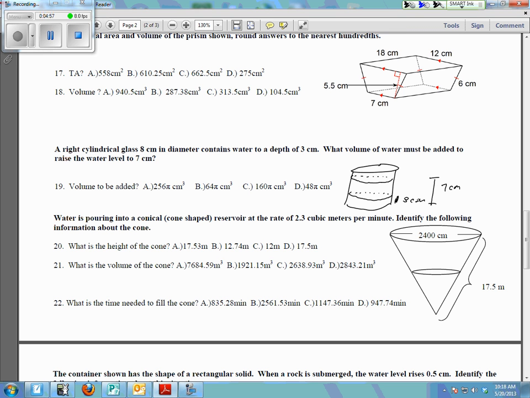Well, the difference between 3 centimeters and 7 centimeters is this distance here of 4 centimeters. Okay, so I'm going to try to find the volume of a cylinder that has a height of 4 centimeters. That's what I need to add to get the total of 7 centimeters. So volume is pi r squared h. Pi radius is going to be 4, okay, because it says we have a diameter of 8. So 4 squared is 16, and then times my height of 4, okay. 16 times 4 is 64, and then times pi is 64 pi. So option D.